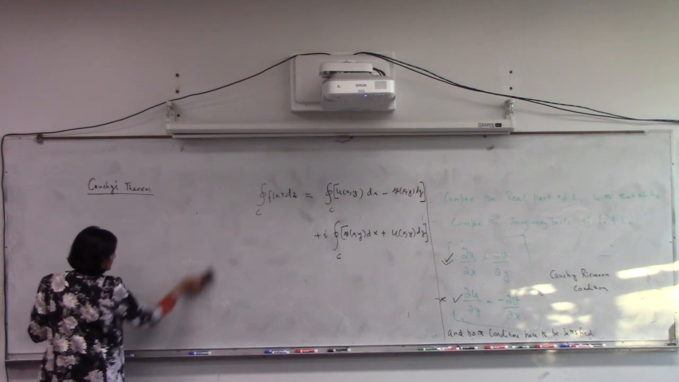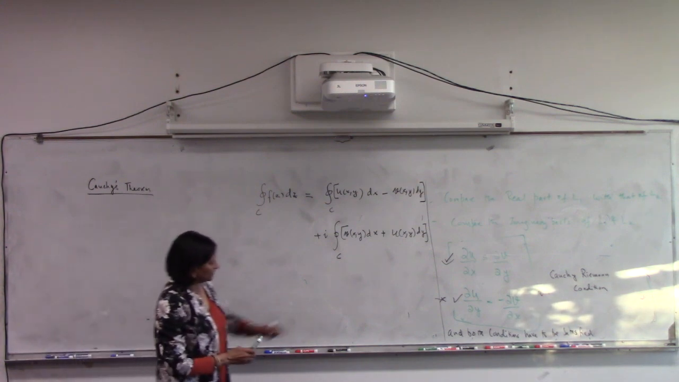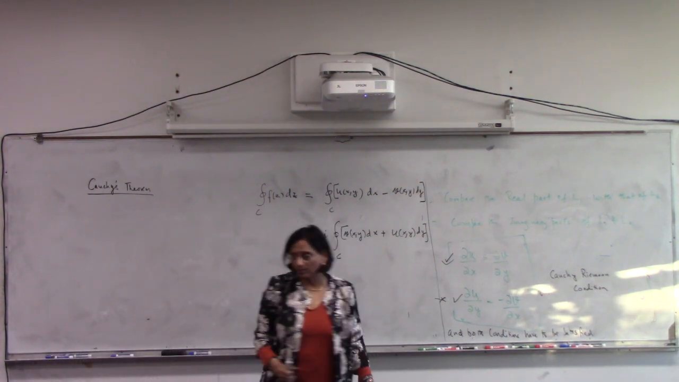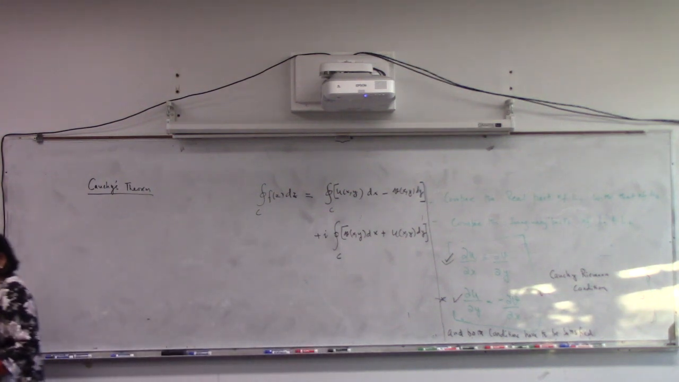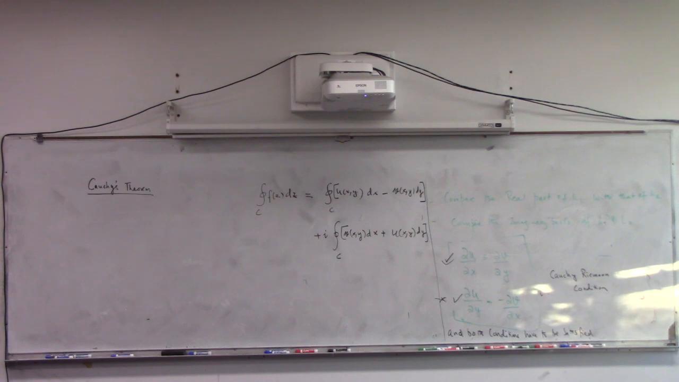Alright, so right now I can do nothing because my Cauchy-Riemann condition is on the partial derivatives. Do you know any theorem that converts from your vector calculus a line integral into surface integral? Do you remember? Stokes. Green's theorem, divergence. The divergence theorem in two dimensions is called Green's theorem.